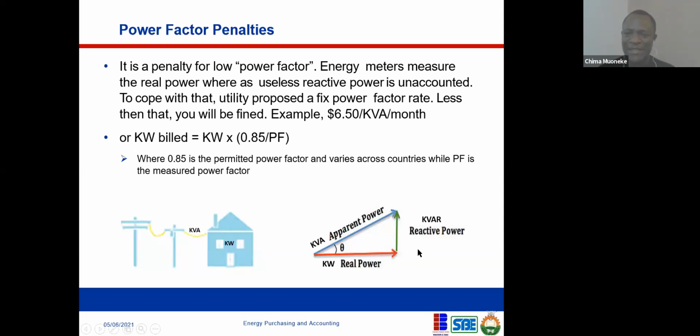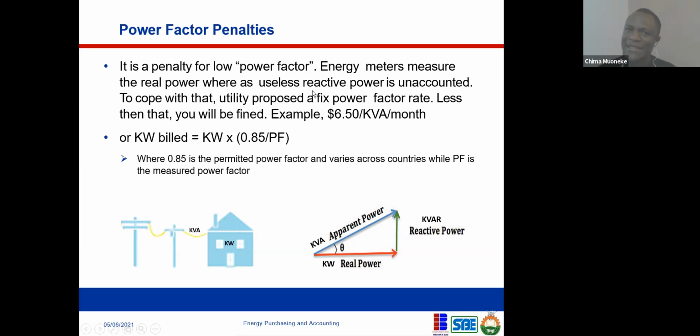So this kVAR is useless. It does not do any meaningful work, but someone has to pay for it. The utility company doesn't want to pay for it, so they will make you pay for it if you don't correct your power factor. That's the whole essence of power factor penalty.